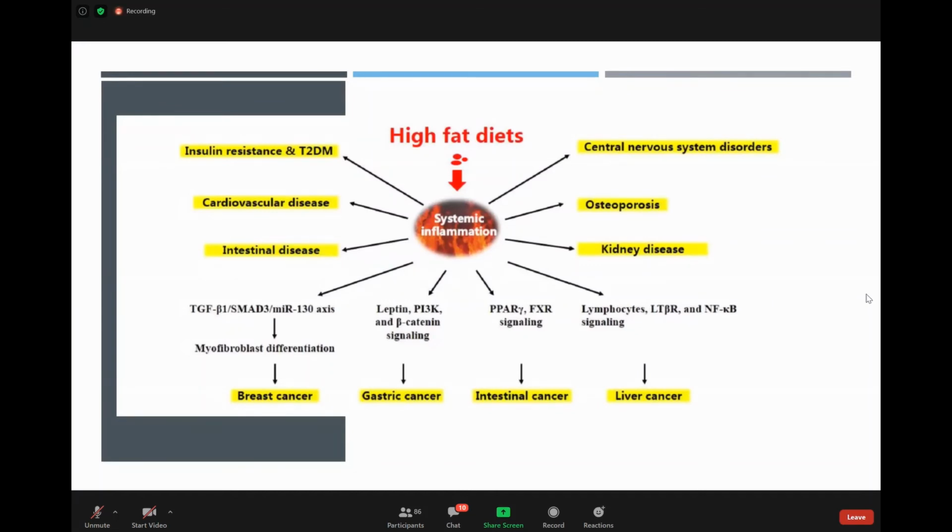Kasi your high-fat diets are linked to your systemic inflammation. So tataas at tataas at tataas yan. Pagka tumaas yan, pagka tumaas ang inyong fat sa inyong katawan, maaari pong masira yung pong ating mga receptors ng insulin. And kapag po nasira yung ating receptors ng insulin, there goes your diabetes. There goes your hypertension. There goes your cardiovascular disease. There goes your intestinal diseases.